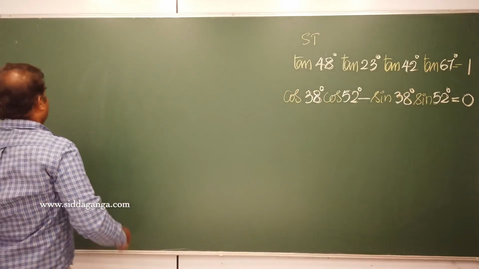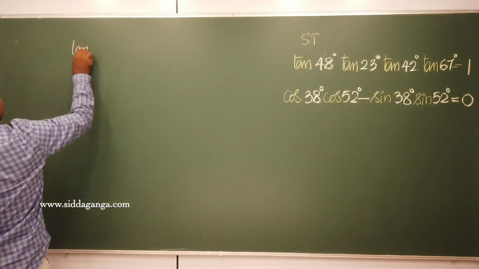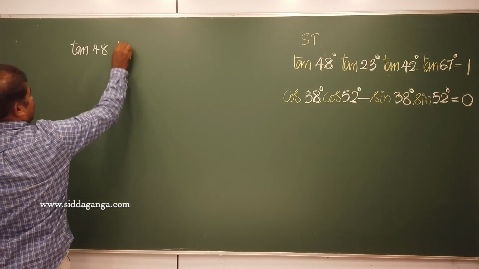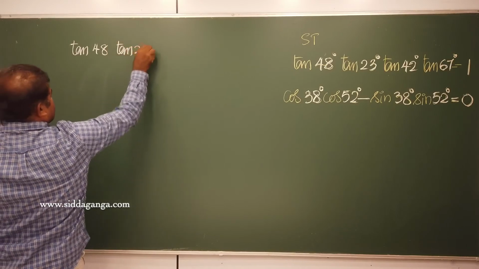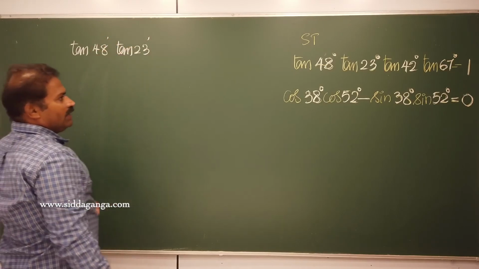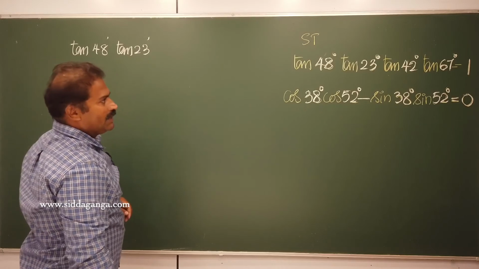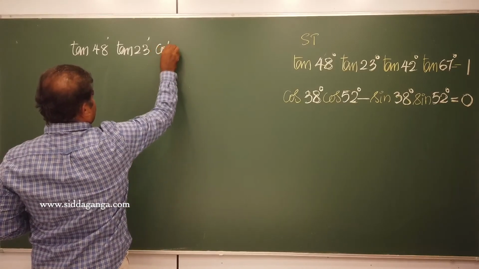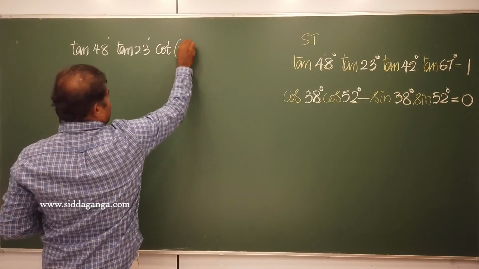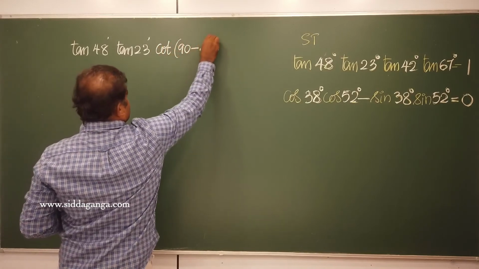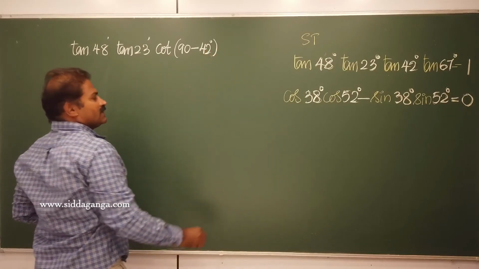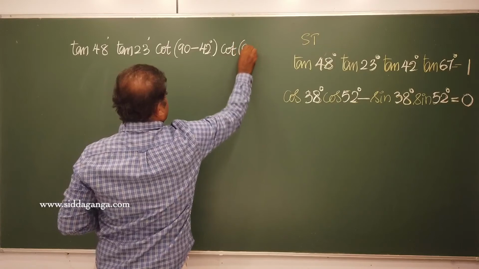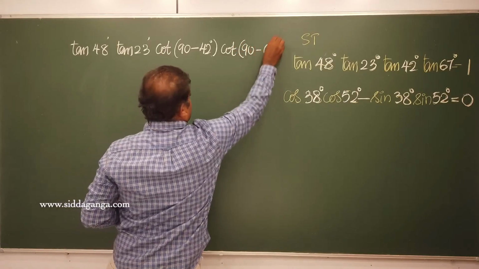So you can keep tan 48 as it is and tan 23 as it is. And for tan 42, you can take the complementary. So tan 42's complementary is cot (90 minus 42) degrees. And for 67 also you can take the complementary, cot (90 minus 67) degrees.